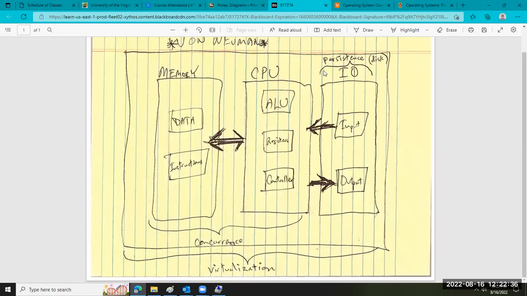So the third critical function of an operating system has to do with permanent storage, what we would call non-volatile memory. So this is volatile memory. This is non-volatile memory.